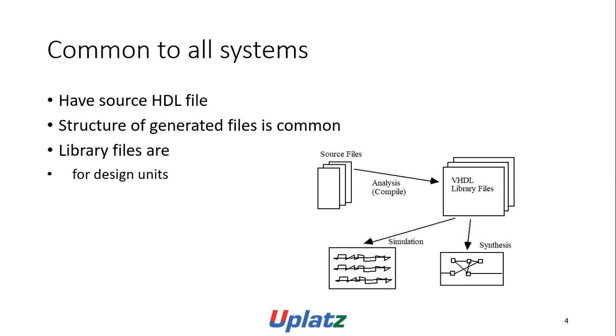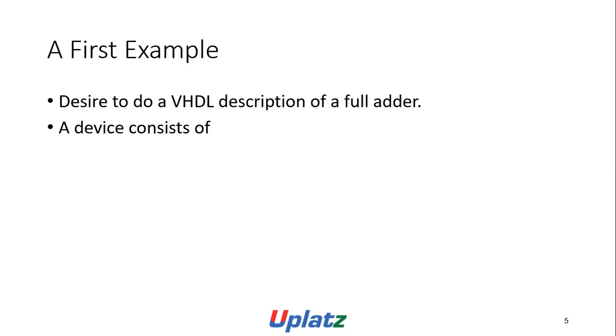Common to all systems, HDLs have a source HDL file. The structure of the generated file is common. Library files are for design units. The flow is source file analysis, compiling into VHDL library files, simulation, and synthesis.